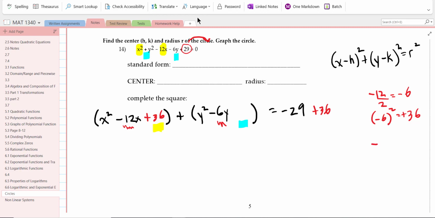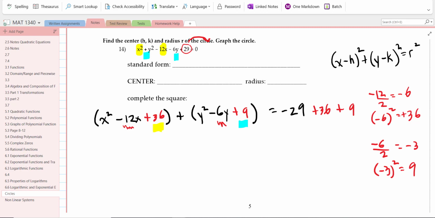All right, look at the next thing here. You can do this in your head, but again, what you're doing is -6 divided by 2 is -3, then square -3. So what do I do to both sides now? Add 9. There you go. Good. Plus 9 like that. Okay, so that's how that gets put together.